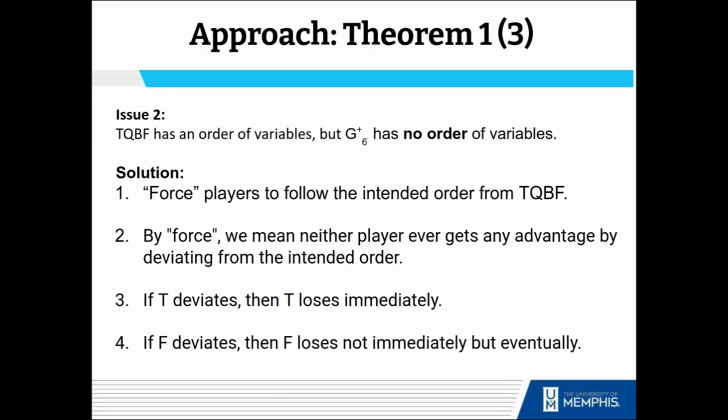And the second issue is TQBF has an order of variables, but G6 positive has no order of variables. So, the solution is we have to design some way to force players to follow the intended order from the TQBF, and by force we mean neither player ever gets any advantage by deviating from the intended order. If T deviates, we design the clauses in such a way that T loses immediately. If F deviates, we design the clauses in such a way that T has a strategy such that F loses not immediately, but eventually at the end.